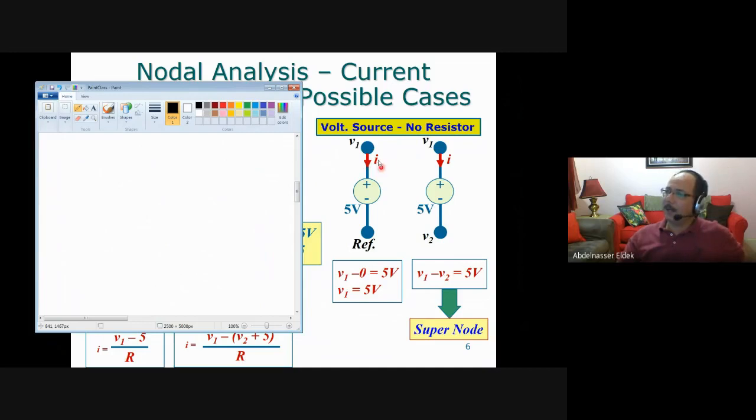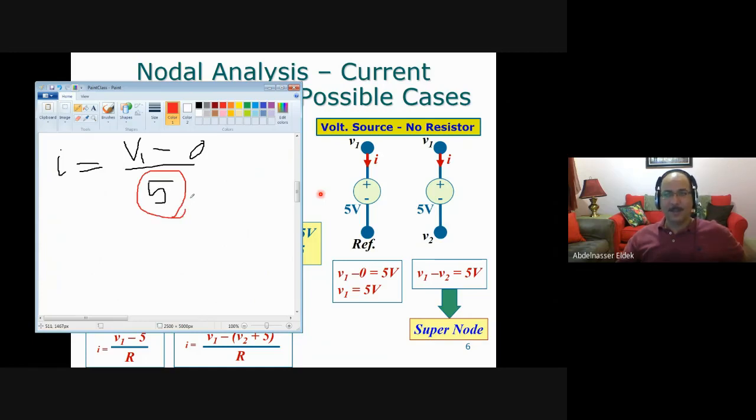So I cannot say I equals V1 minus 0 divided by, I don't know, 5, whatever. No. This is completely wrong. Don't do that. Why? Because this 5 is not a resistor. This is a voltage. So what you are doing here is dividing voltage over voltage. What's voltage over voltage? Not current. Current equals voltage divided by resistance. So this must be resistance, and this is completely wrong.